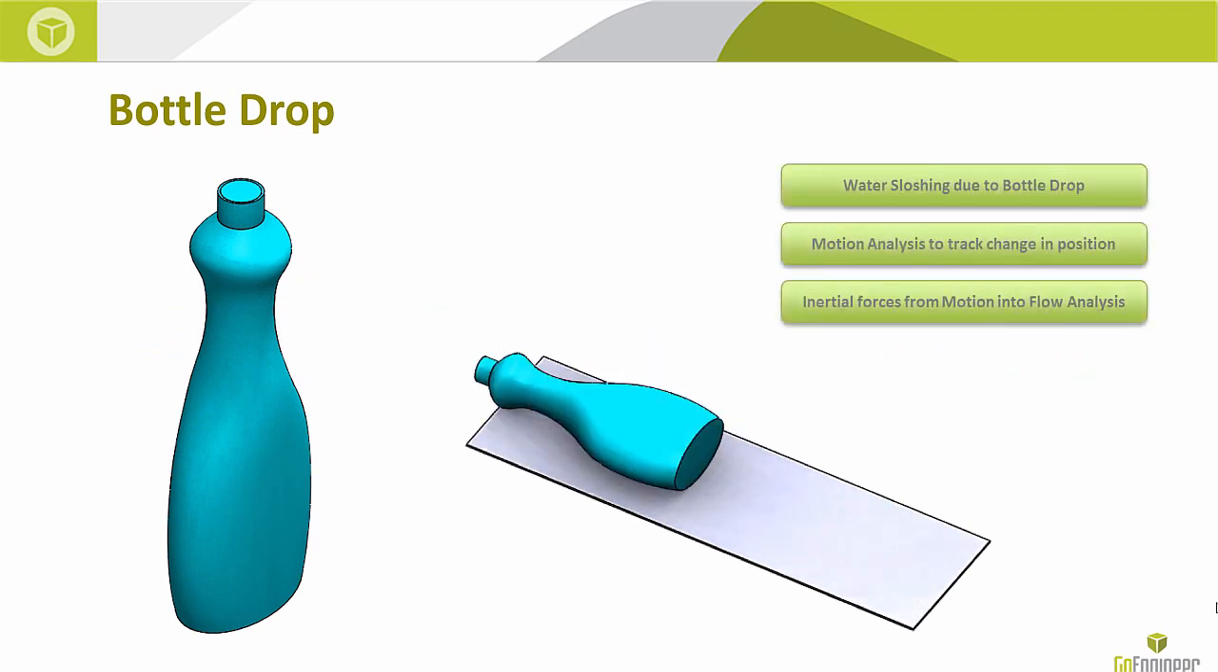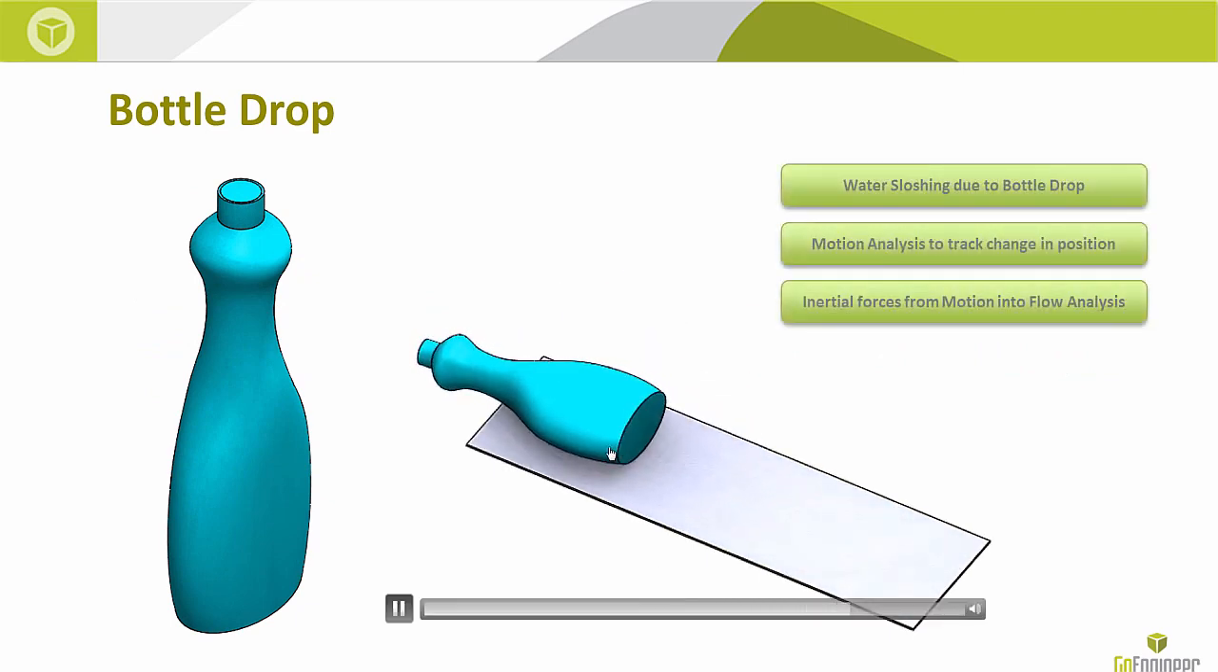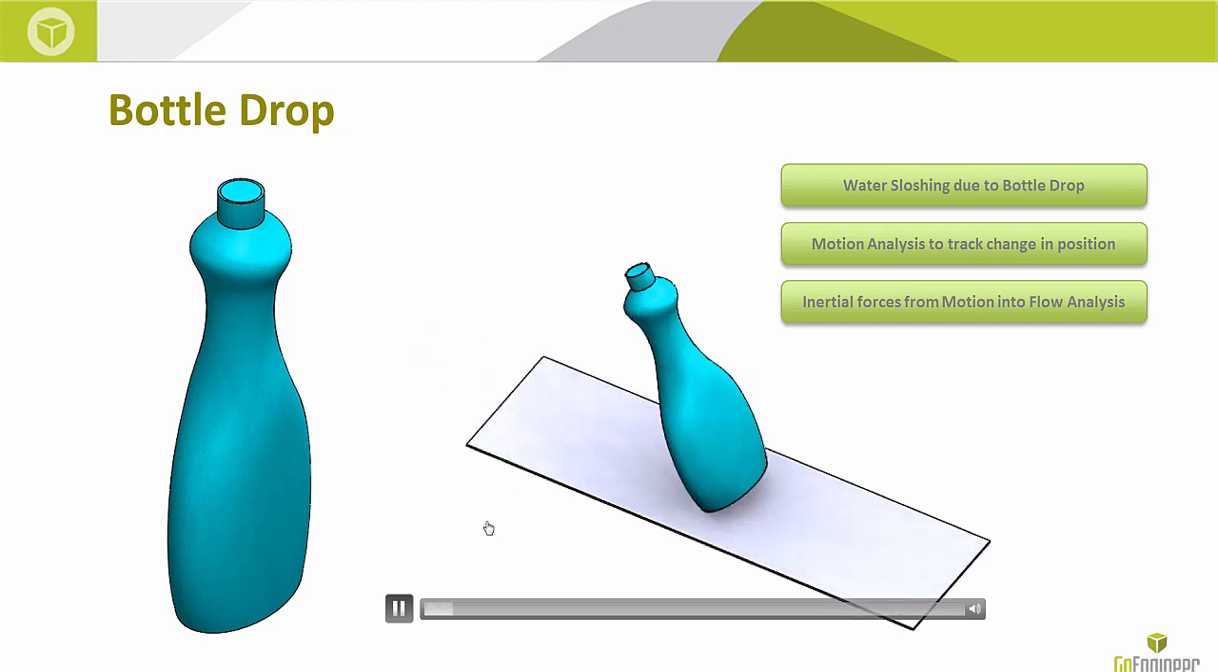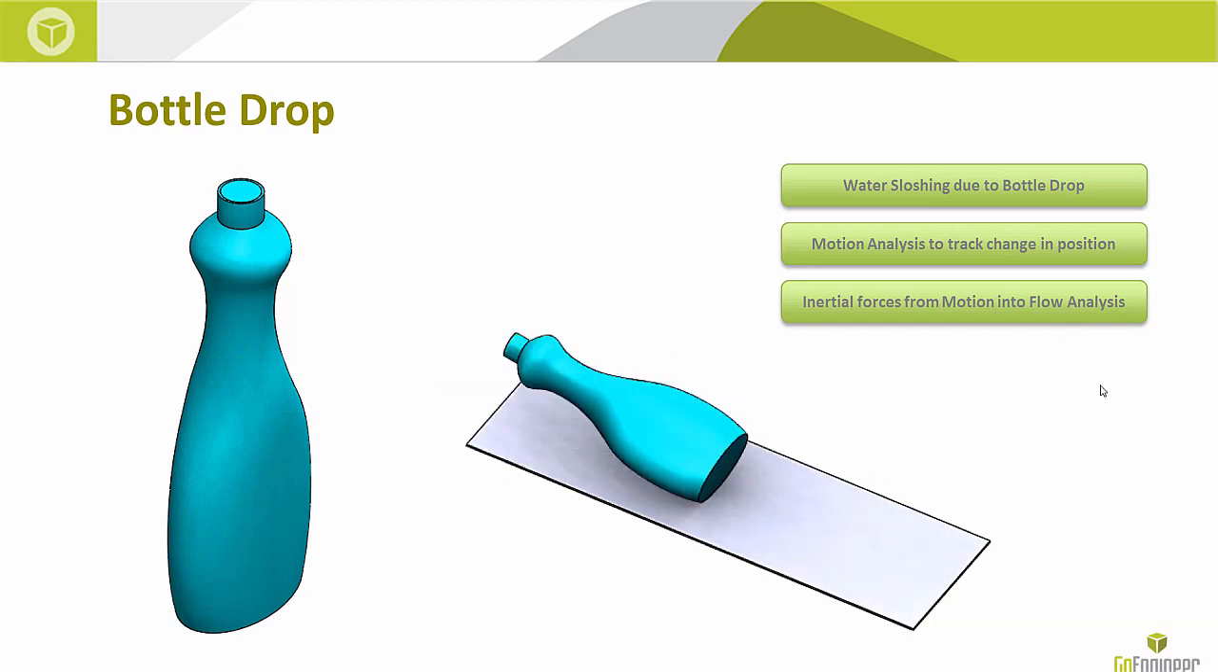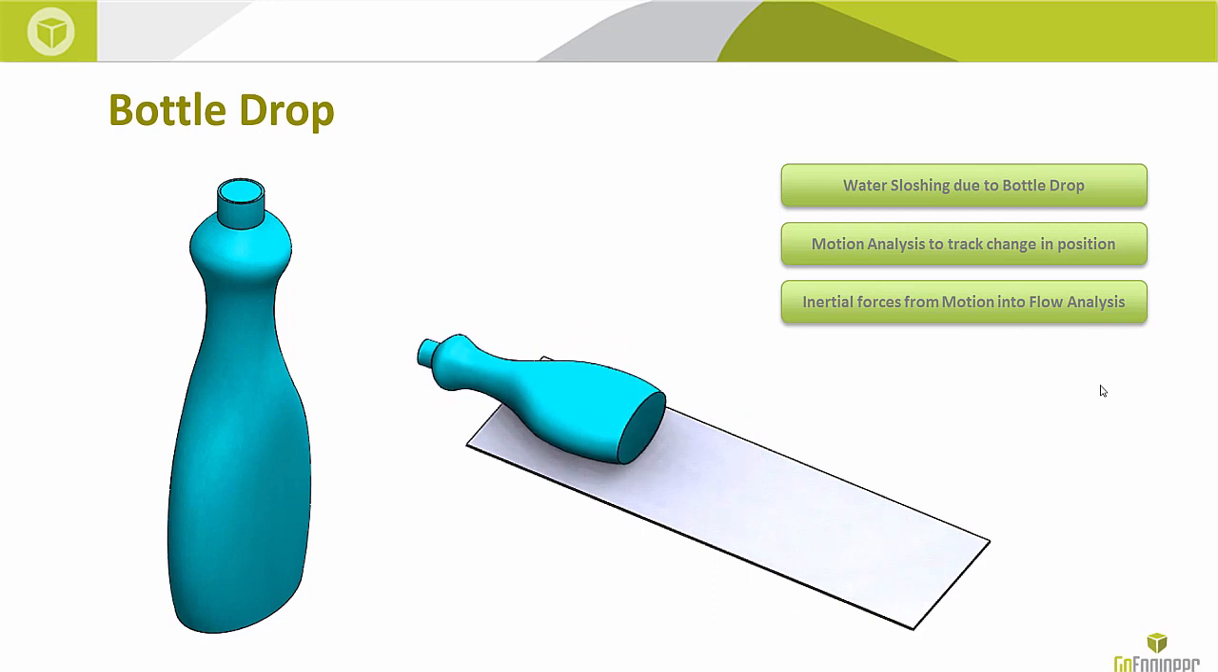Now with the third analysis, I'm going to be dropping this bottle, and I'm going to be estimating the inertial forces acting on the bottle and how that translates into sloshing of the water. In order to estimate the inertial forces, I can take advantage of the motion analysis add-in to see the accelerations. If I can take the gravitational accelerations, or the change in the gravitational accelerations as this bottle is moving, I can translate that from motion to flow and essentially figure out how the water is affected.